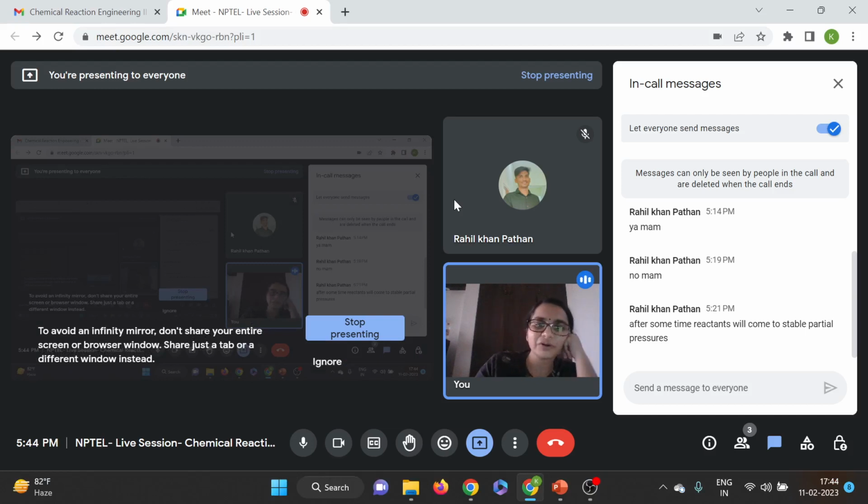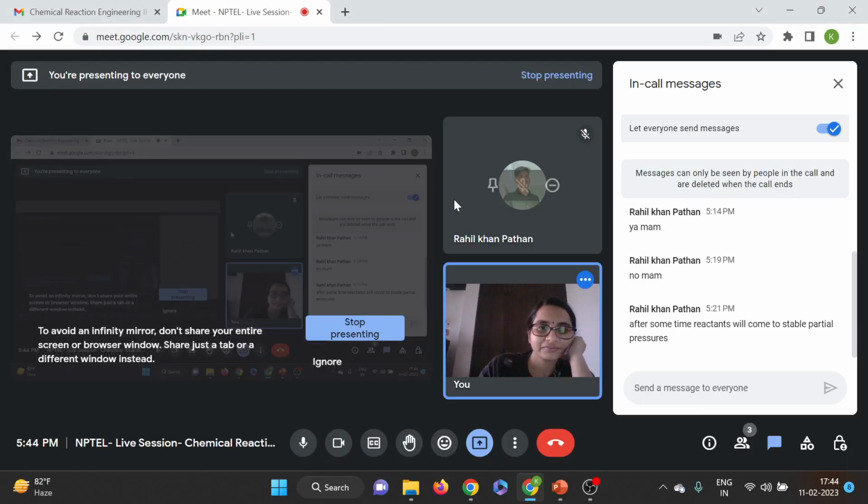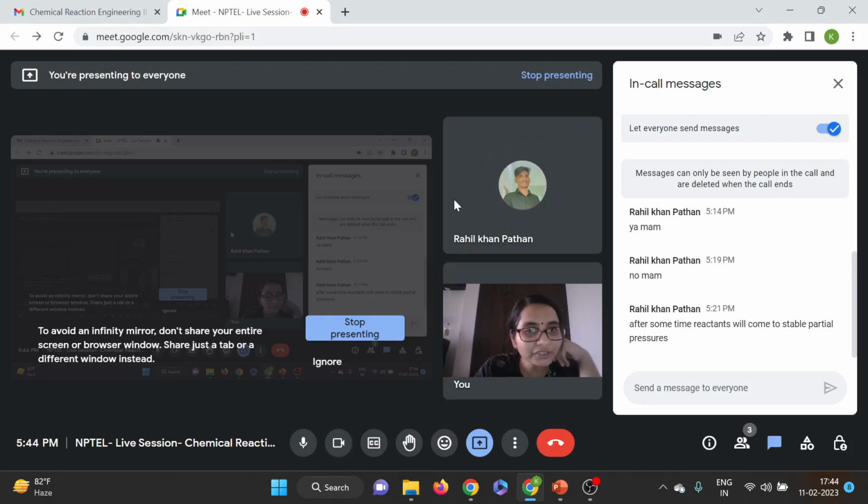Can you try drawing that curve and show? The expression shows that it is an exponential decay, right? Can you draw and show through your video? Or shall I show? Show it yourself, ma'am. You want to try? No, no, ma'am. You show.